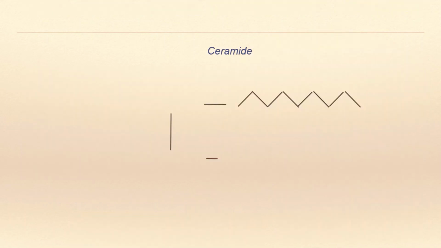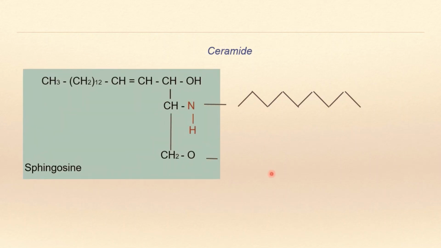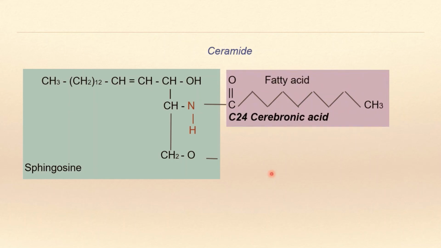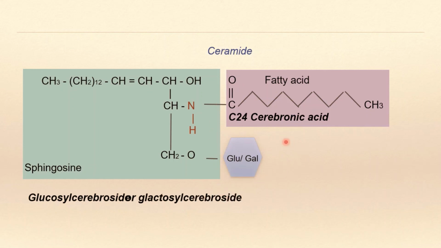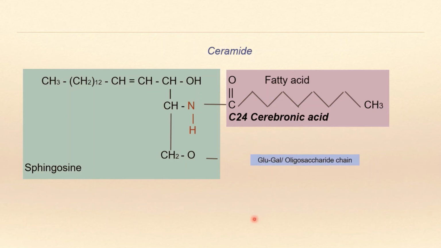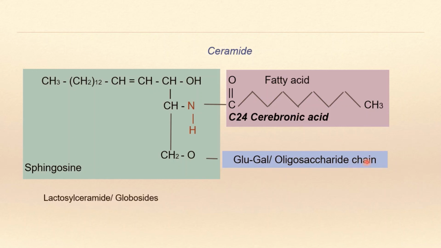Now the gangliosides. What happens in gangliosides? Gangliosides are a little bit more complex, because in cerebrosides either glucose or galactose is added, as we know already. Now instead of glucose or galactose, if a complex oligosaccharide is added, then we get the different gangliosides. So there will be glucose, galactose, and in addition to this, some amino sugars and their derivatives can be added.